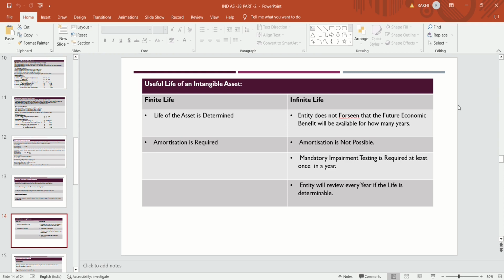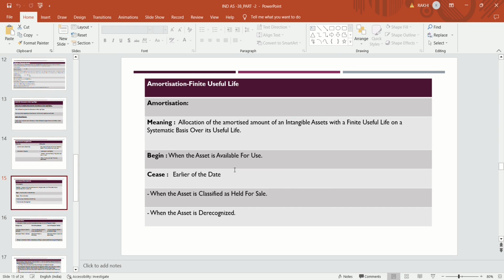Entity will review every year if the life is indefinite. And one more thing, they will review every year whether that indefinite life can be converted into finite life. If it is possible to determine the useful life of that asset, then only it will be amortized. So review is required every year in order to find the life of the asset.